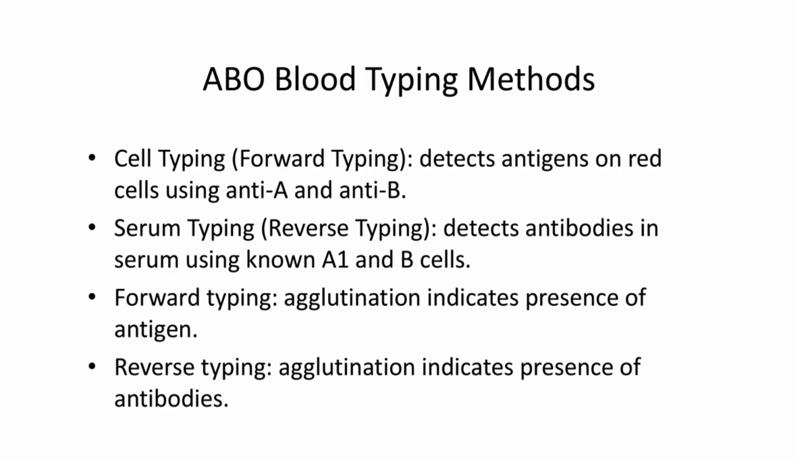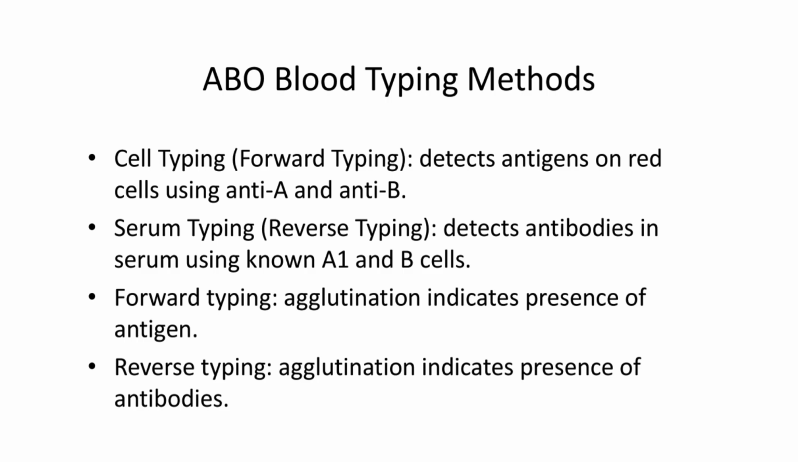If no agglutination occurs, it means the red cells do not have the antigen that corresponds to the reagent antibody. If agglutination occurs, it indicates that the red cells do possess the antigen that matches the reagent antibody. This method helps identify whether the red cells carry A, B, both, or neither antigens.